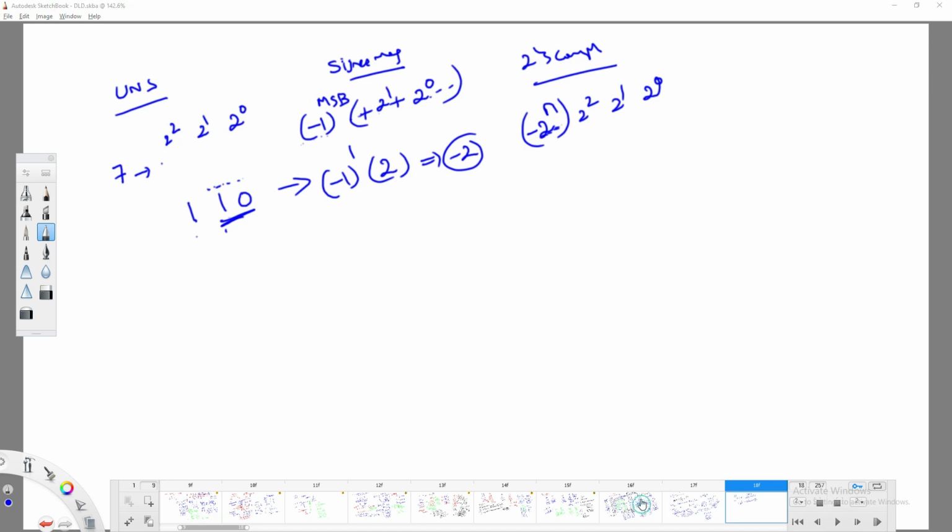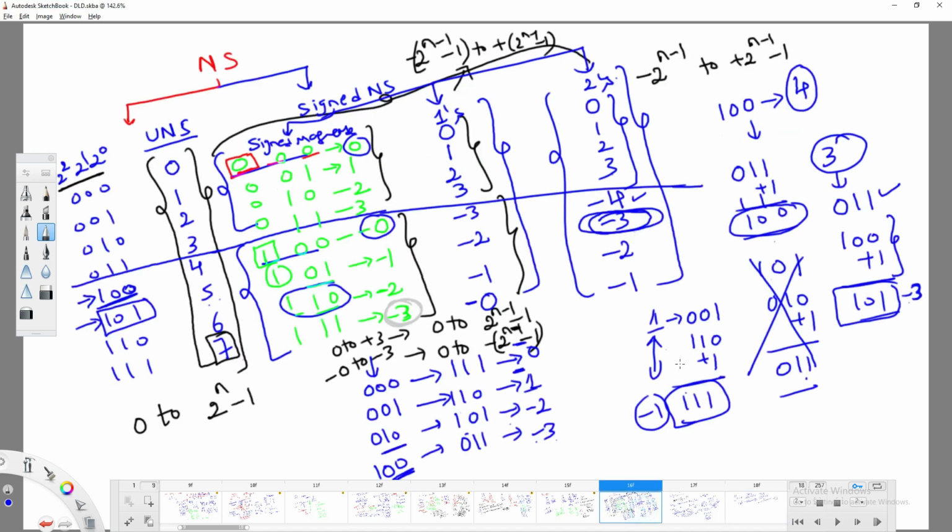For example, try to take this value, triple one. What is the meaning of this? 1 into 2 power 0 plus 1 into 2 power 1 plus 1 into minus 2 power n, which means minus 2 square. Normal n value only, right? So then what is going to happen? Minus 4 plus 3, which is equal to minus 1. Is triple one equal to minus 1 or not?